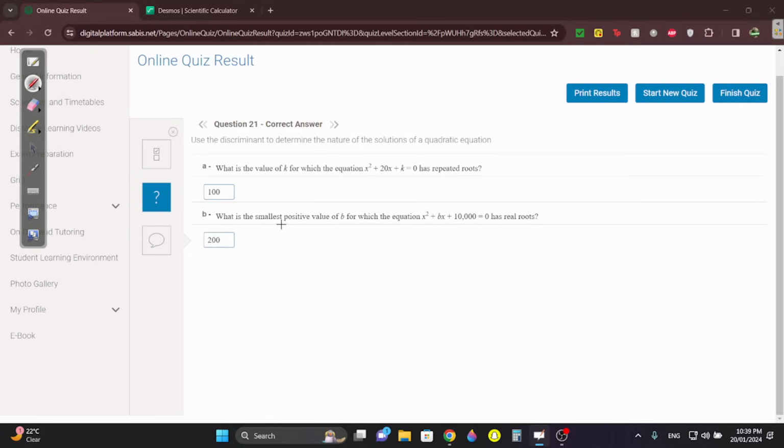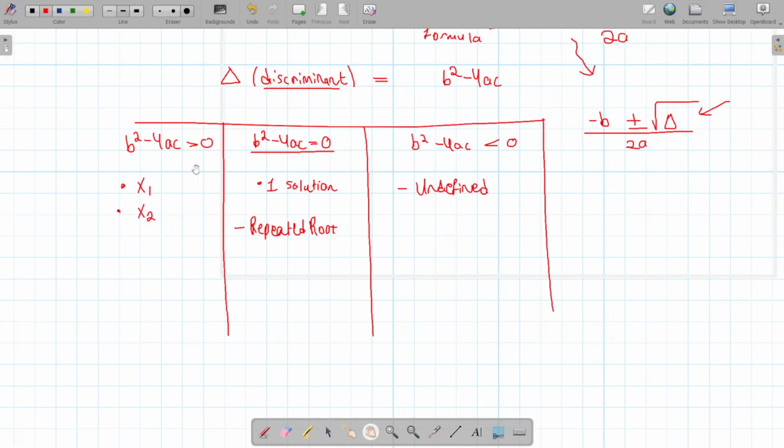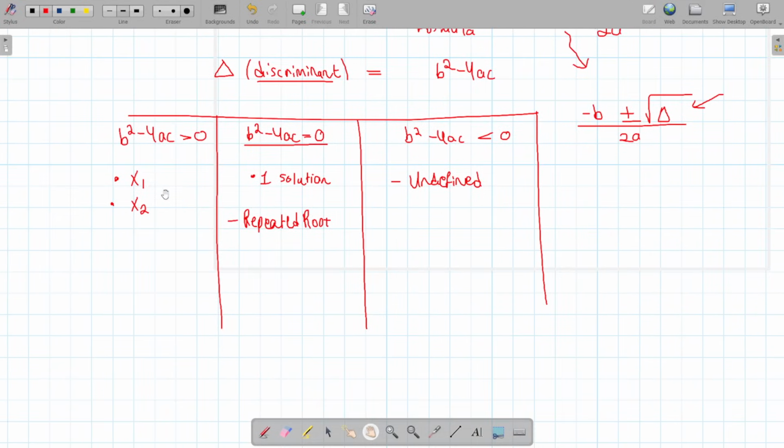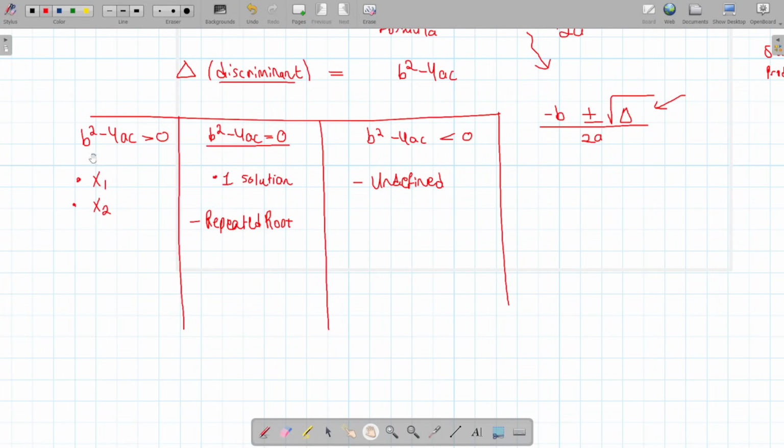Now, what is the smallest positive value of b for which the equation has real roots? When we have real roots, we're kind of asking for two solutions. It's not the same as saying repeated roots. Real roots means it's not negative, it's not less than 0. So let's say it's going to be greater than 0. We want two solutions, right? So we're going to put b squared minus 4ac greater than 0.